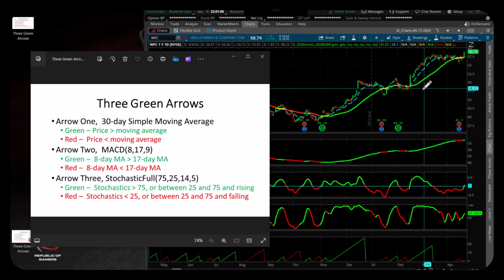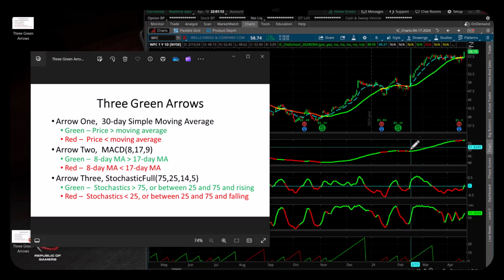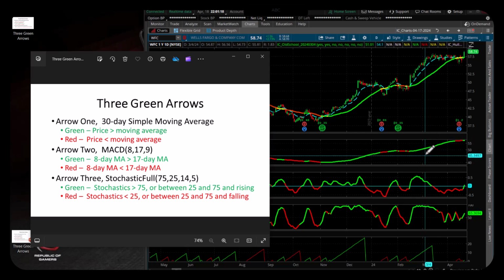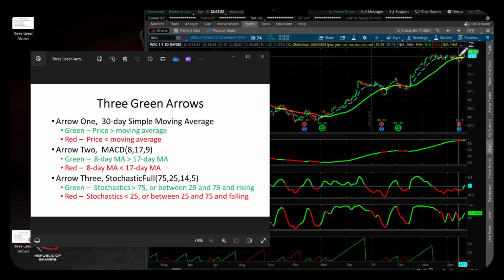In our particular case, this top chart is the 30-day simple moving average. It's also up here, but the color coding in the chart is slightly different than the color coding down below for the three green arrows. So I've got a separate little chart down here that shows when we get a green arrow on each of the respective sub-studies. Currently, the price is above the 30-day simple moving average, so we have a green arrow for arrow one.